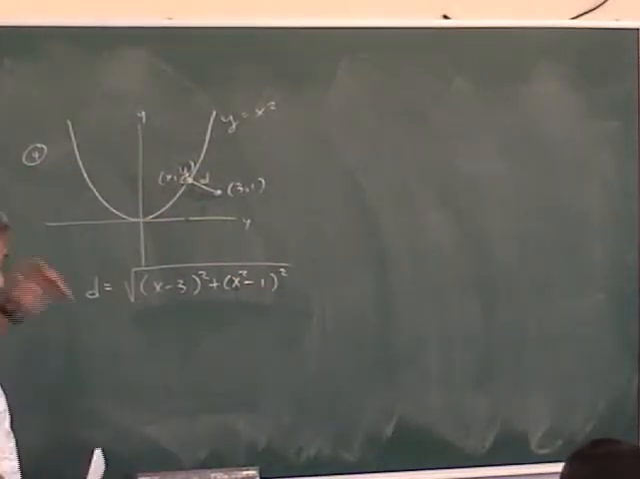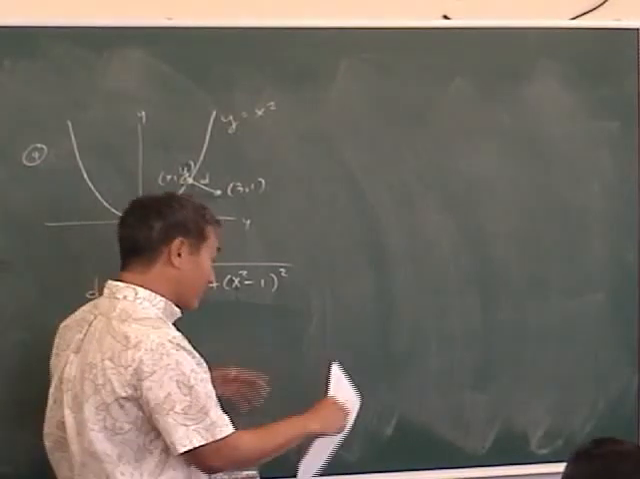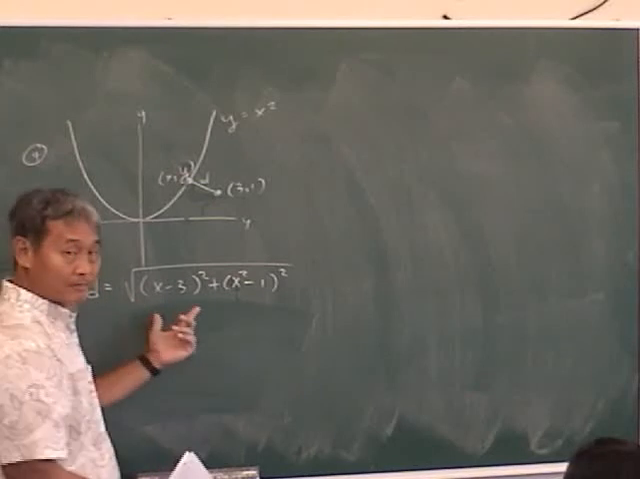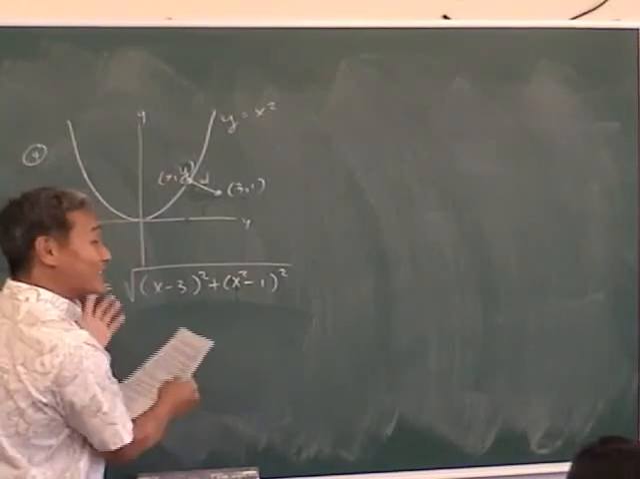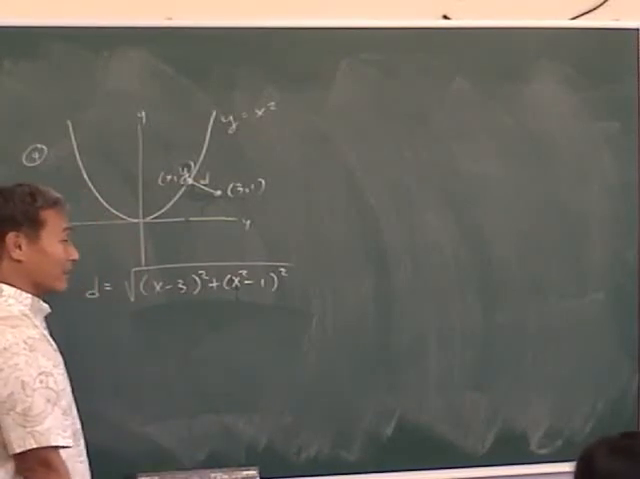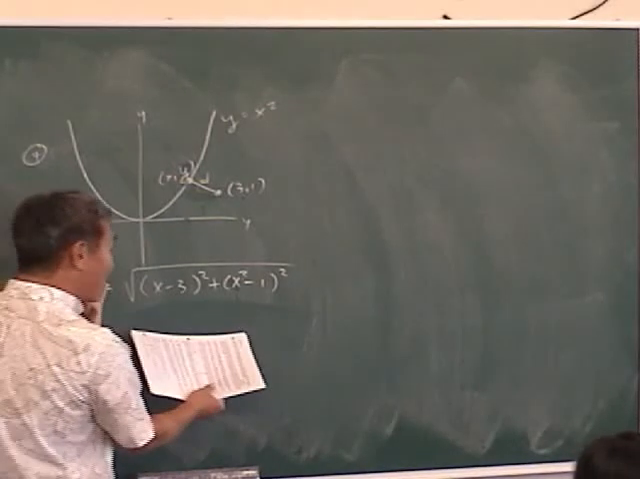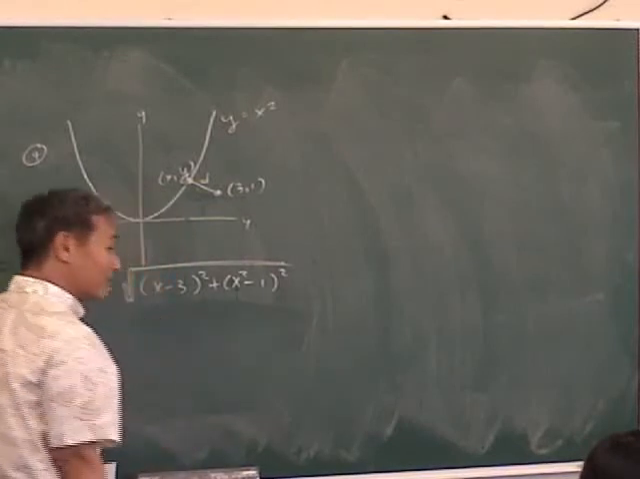Now, we already did this last chapter, but now you're going to do it again. Last chapter, all the functions came out polynomial. Is this a polynomial? No, because you have a square root. This is not a polynomial because you have a square root.